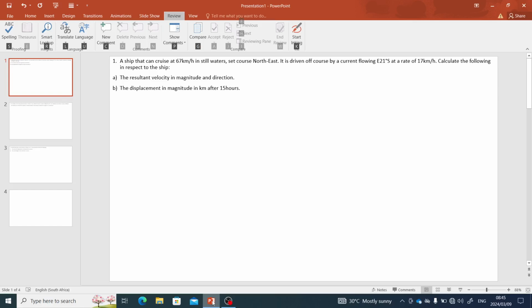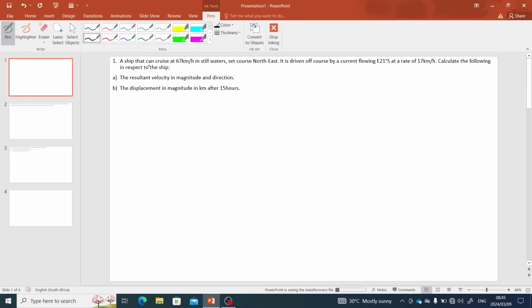Good day, good people. Let us do the revision on kinematics. A ship that can cruise at 67 kilometers per hour in still waters sets course.